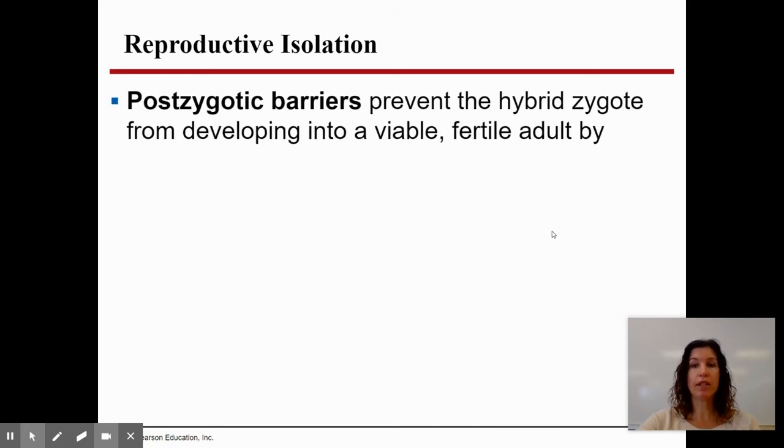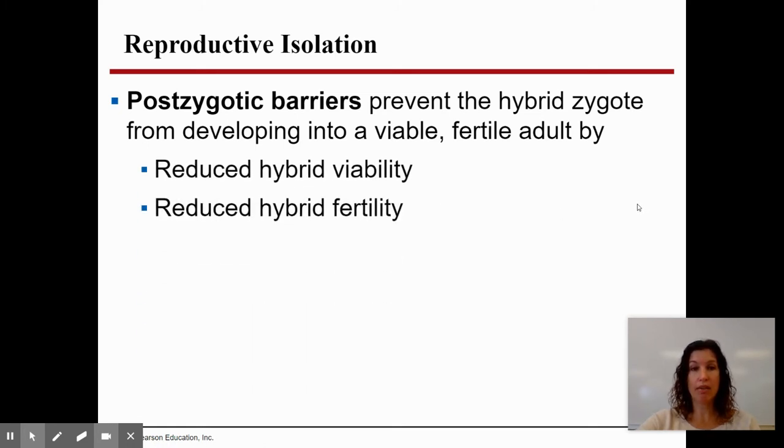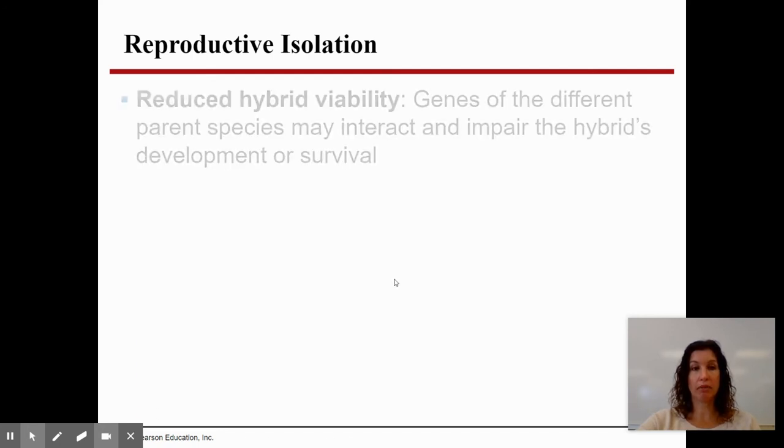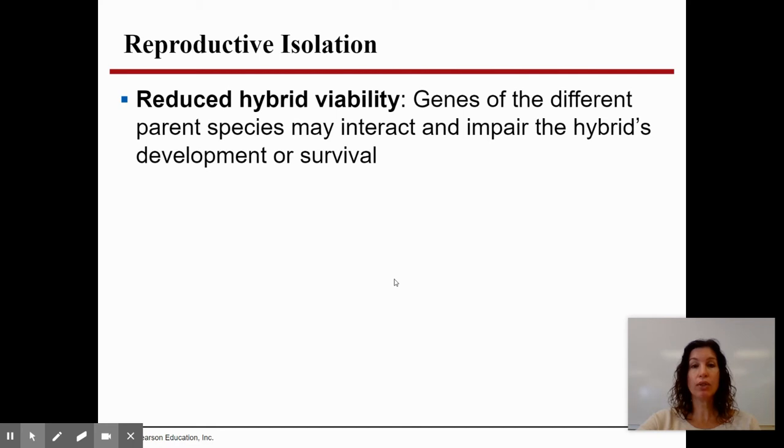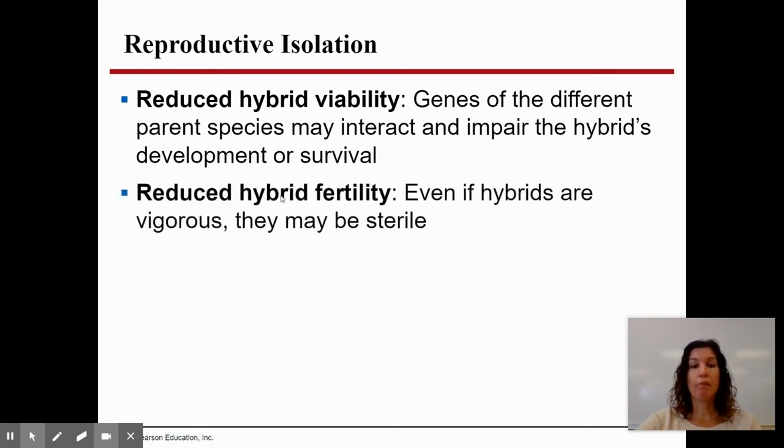Post-zygotic barriers prevent the hybrid zygote from developing into a viable, fertile adult by reducing hybrid viability, reducing their fertility, or hybrid breakdown. In reduced hybrid viability, genes of the different parent species may interact and impair the development or survival of the hybrid. Reduced hybrid fertility: even if the hybrids are healthy, or vigorous, they may be sterile. This is true of most hybrids.